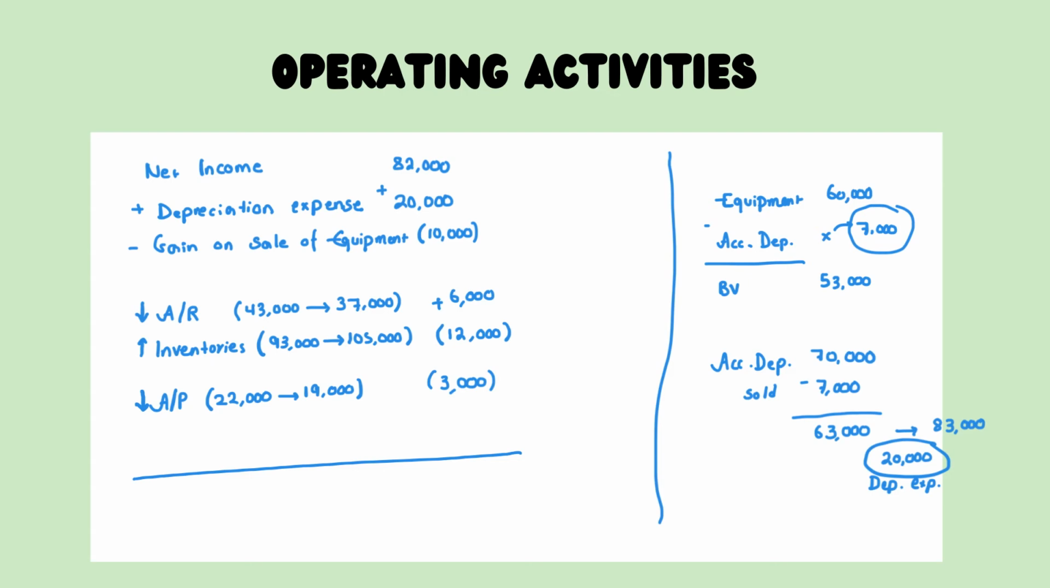92 plus 6 is 98, less 12, less 3, so less 15. So it's going to be 83,000, positive 83,000. Since it's positive, we're going to say it's net cash provided. If it's negative, we're going to say it's used by operating activities. Hope that everything is clear.